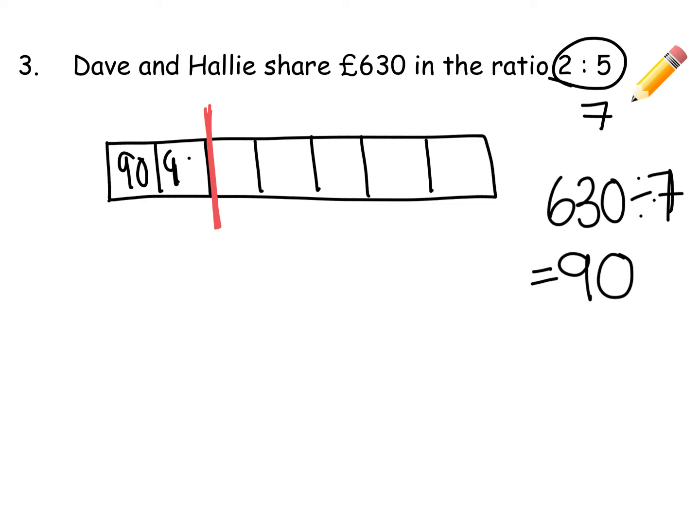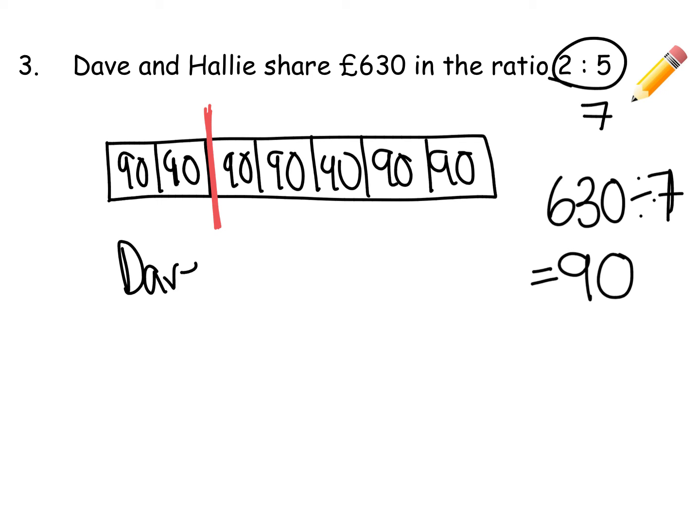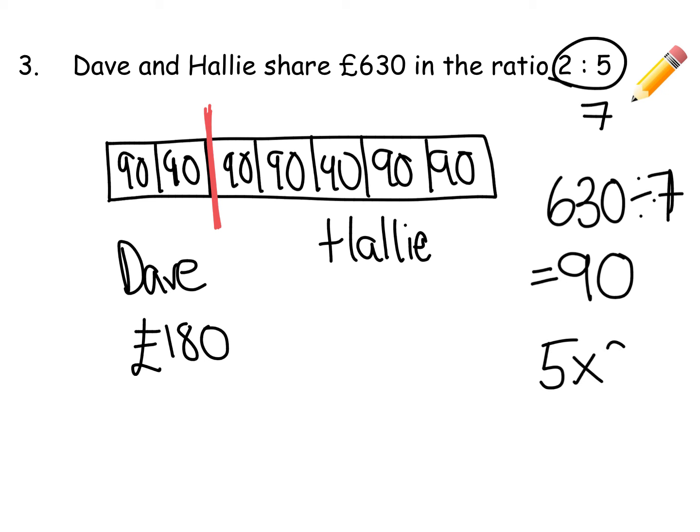So this is why I've drawn this one a wee bit bigger this time. So we're going to draw 90 into each box. My writing will get worse as we go. So Dave clearly gets 2 lots of 90. 90 add 90 is £180. And then Hallie gets the rest. Hallie gets 5 lots of 90. Well, that's like doing 5 times 9 is 45. Add on a 0 makes it 450 going to Hallie.